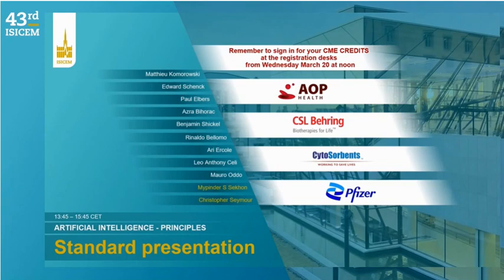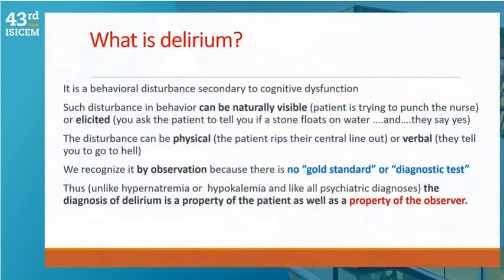Thank you very much for your introduction. I'm going to focus on what we can do by looking at words. A little bit of philosophy. When you think about what delirium is, you might realize that it's actually a form of behavioral dysfunction with associated cognitive dysfunction. And it can be either naturally visible, because the patient is about to punch you, or it can be elicited. You ask the patient some kind of question that a rational person will be able to respond to, and they don't give you a rational answer.